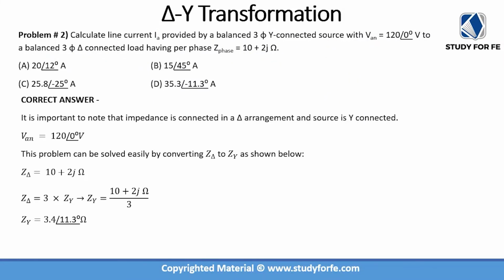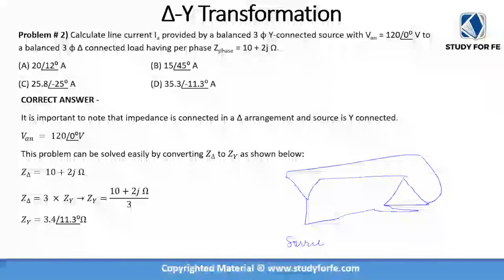For three-phase systems, as I mentioned, I always like to draw out the network. This is how the network looks at the moment. I know it's a pretty rough sketch, but your source is Y and your load is delta. We are provided VAN and Z delta per phase, and we have to calculate this current IAN. Now you cannot simply apply Ohm's law on this, because for Ohm's law you have to have a Y connected source and a Y connected load.